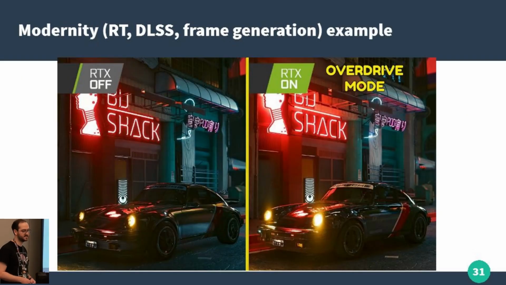Here's my ray tracing example using the only app that we have for ray tracing, I guess. This is obviously Cyberpunk 2077. On the left side, we have the game running maxed out, but without ray tracing. So all the bells and whistles are turned on, but this is still rasterization graphics. And on the right side, we have the ray tracing graphics.